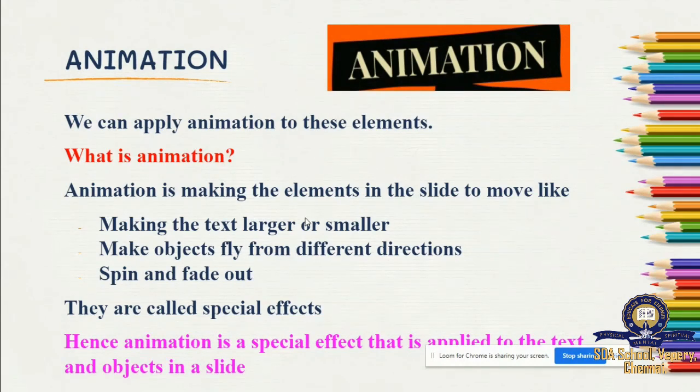Making the text larger or smaller. We have lots of text here, so we can select it and make it bigger. And then we can make the objects fly from different directions. You can click the animation option and make the images, your gifs, everything fly from different directions. You can spin your images. You can fade out your images. You have lots of options like that. They are called special effects.